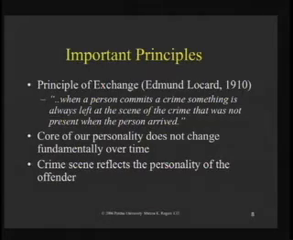Really, the common element for forensics, or criminalistics, which is another fancy term for forensics, is this principle of exchange from Edmond Locard. And what this says is when a person commits a crime, something is always left at the scene of the crime that was not present when that person arrived. You're exchanging.